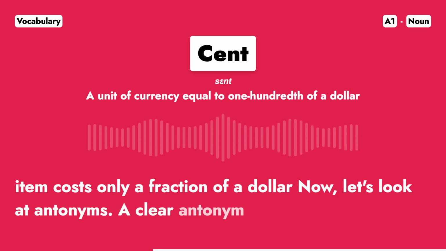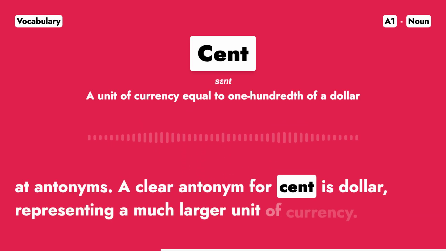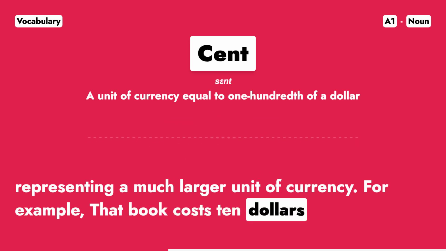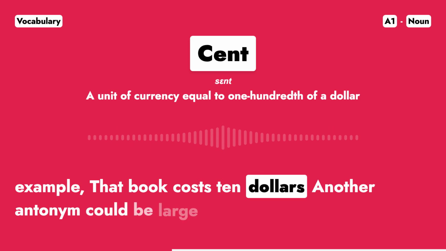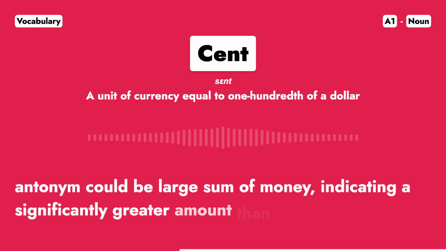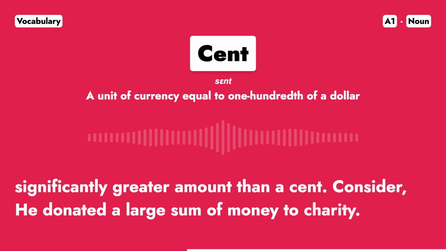A clear antonym for cent is dollar, representing a much larger unit of currency. For example, that book costs $10. Another antonym could be large sum of money, indicating a significantly greater amount than a cent. Consider, he donated a large sum of money to charity.